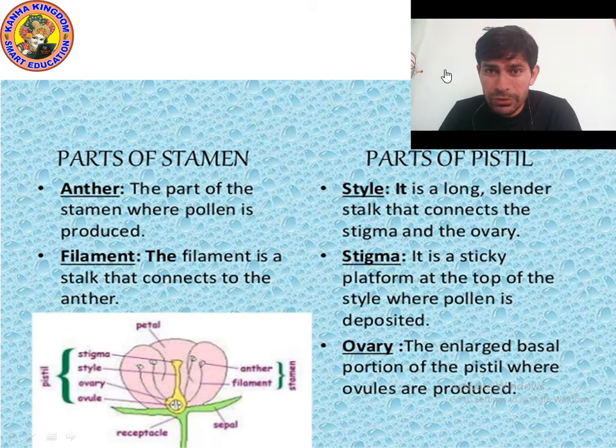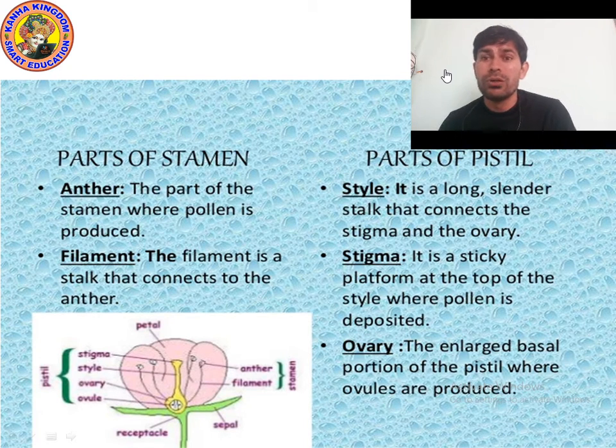Ovary, actually there are two parts here. Inside the ovary, ovule is present. Ovule converts into seed and ovary converts into fruit. So what is ovary? Ovary is the enlarged basal portion of the pistil.